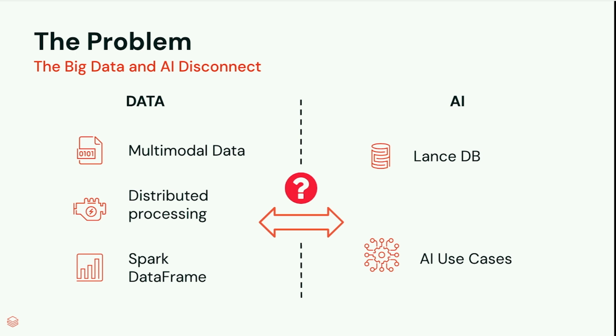On the left-hand side, we have data, and on the right-hand side, we have AI. Efficient data formats like Lens can be used to power a variety of AI applications. But here's the problem. There's a gap between the data world and the AI world, and they don't really talk to each other seamlessly. You need to write custom functions to convert a data frame into the Lens format or vice versa. So how can we bridge these two worlds together?